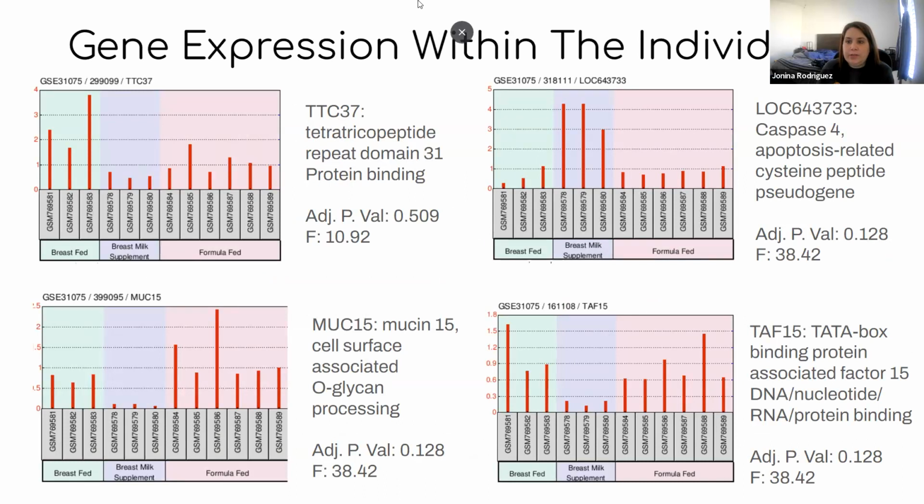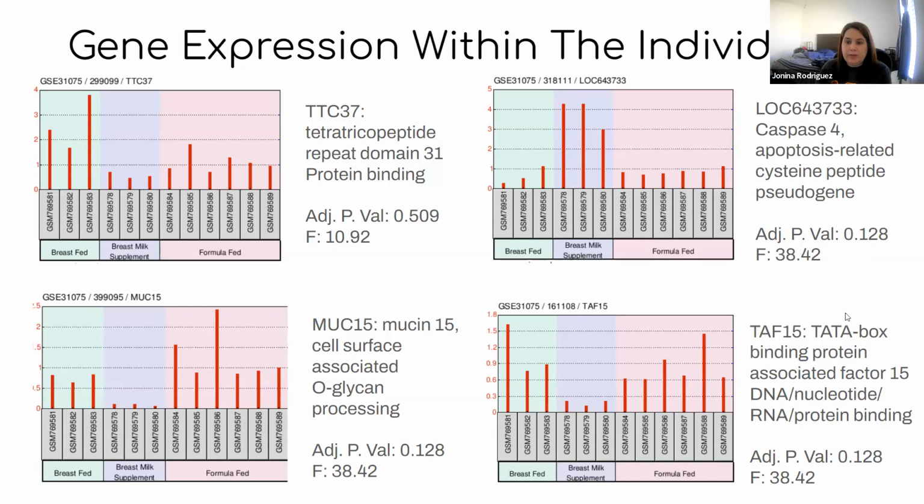We do have LOC643733, which is a caspase 4 apoptosis-related cysteine peptidase pseudogene. You can see that it's more common in breast milk supplemented with a small adjusted p-value of 1.28, and its frequency was 32.42. As you can see, these three, their frequencies were very high.